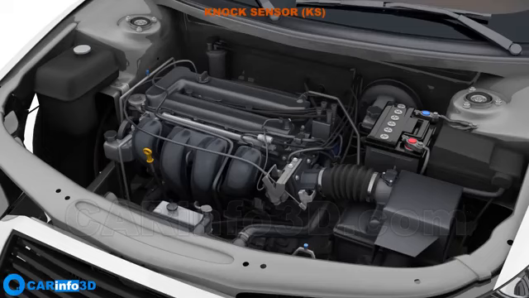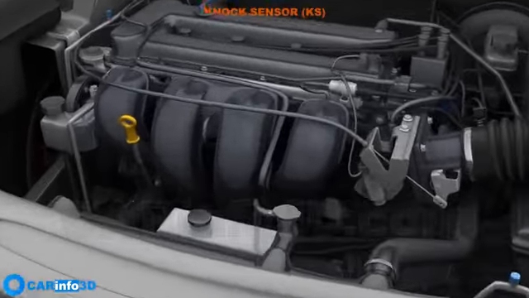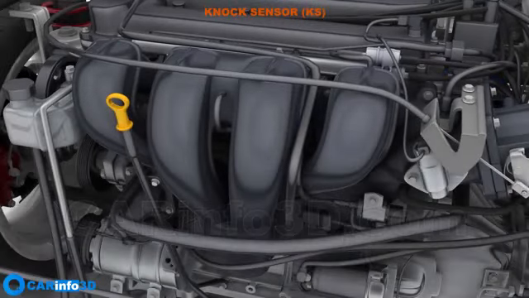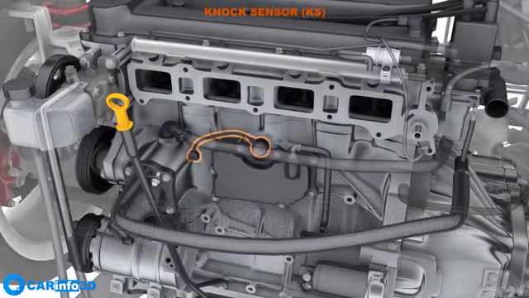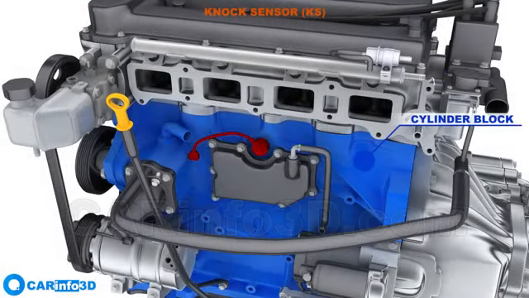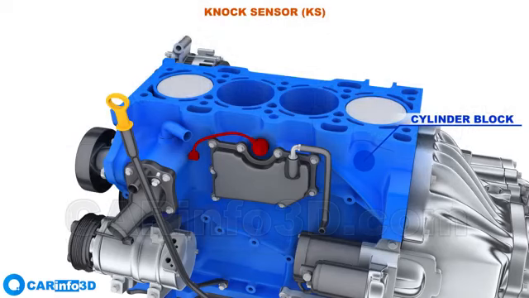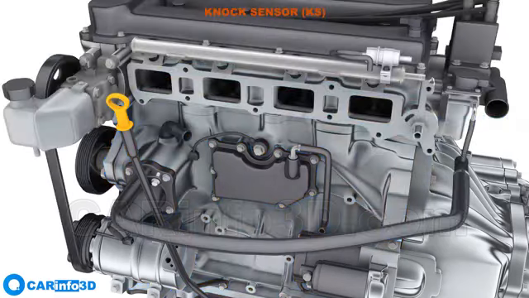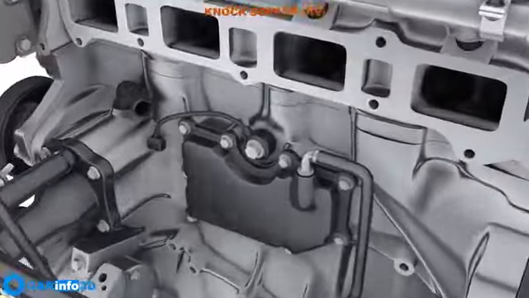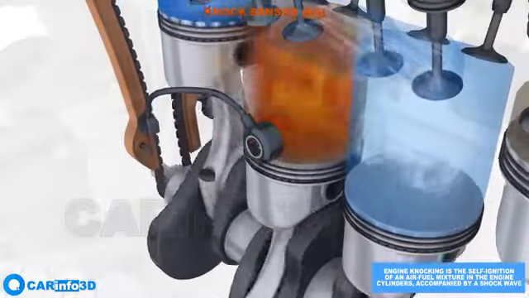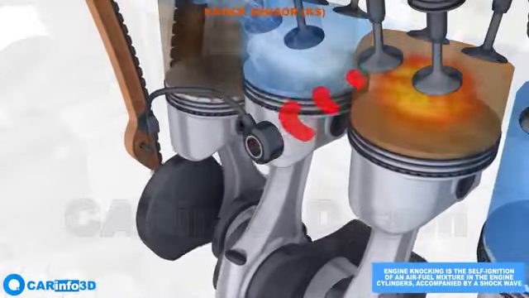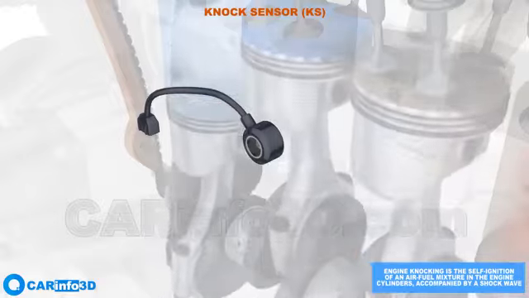Moving on. The knock sensor is mounted on top of the cylinder block near the combustion chambers. In four-cylinder engines, it is found between the second and third cylinders. The sensor detects metal knocking in the cylinders, which is symptomatic of engine detonation. Prolonged detonation can cause severe engine damage.